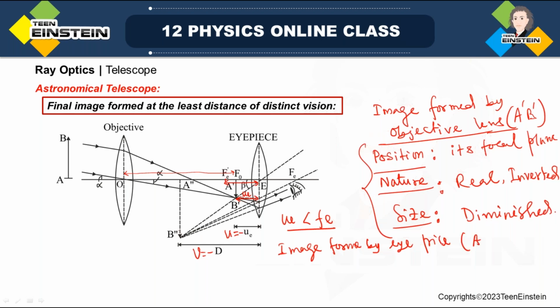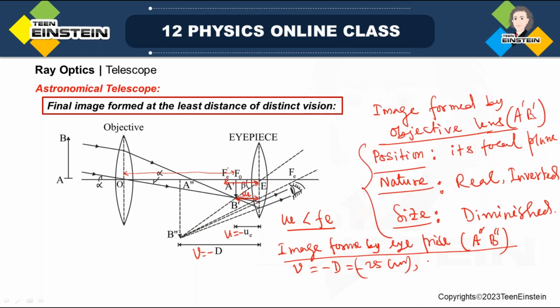What is that image? Here, A double prime, B double prime, isn't it? So what is the position? You know the image position is V equal to minus D. That means at least distance of distant vision of eye. We have taken that our eyes have normal vision, that means this D will be something like 25 centimeters.